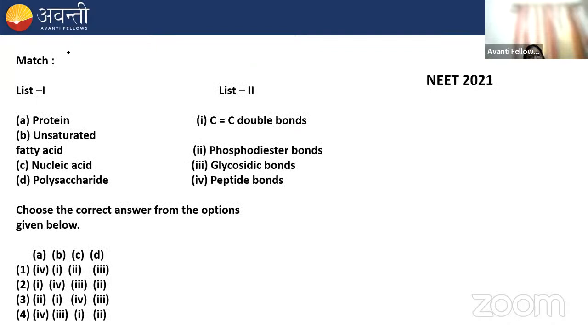Moving on to the next question. Question says, match list 1 with list 2. In list 1, A is protein, B is unsaturated fatty acid, C is nucleic acid, D is polysaccharide. List 2 says 1 is C=C double bond, 2 is phosphodiester bond, 3 is glycosidic bond, and 4th is peptide bond. So you have to choose the correct answer from the options given below. Quickly answer me in the chat box what you think is the correct option for this question.